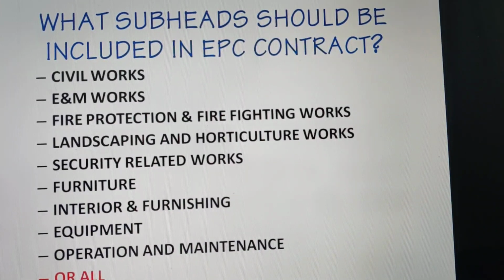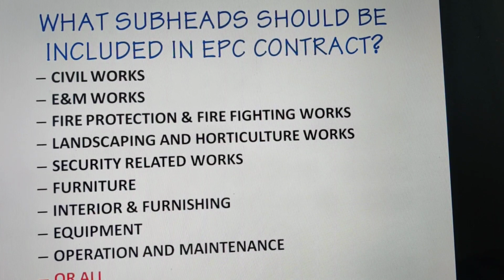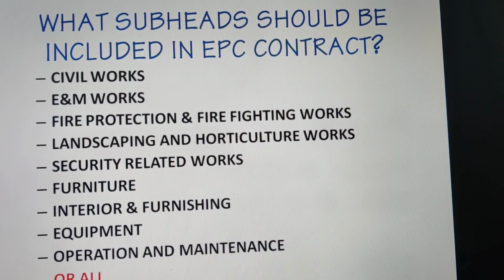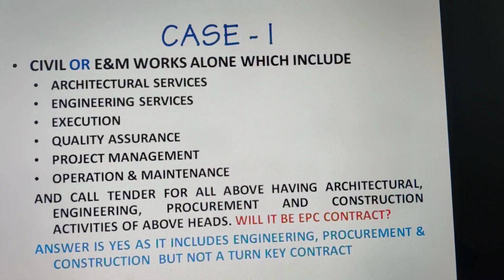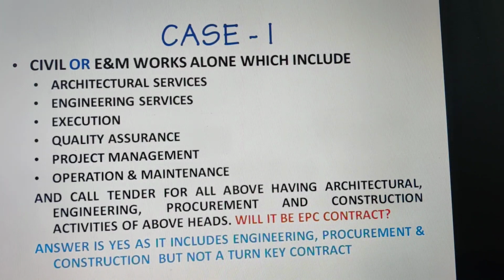Then what subheads should be included in EPC contract? That is the question. Should it include all the works like civil, E&M, fire protection or whatever we have already discussed, or some of these works, and then we call them EPC contracts in different packages. Let us understand with some examples.